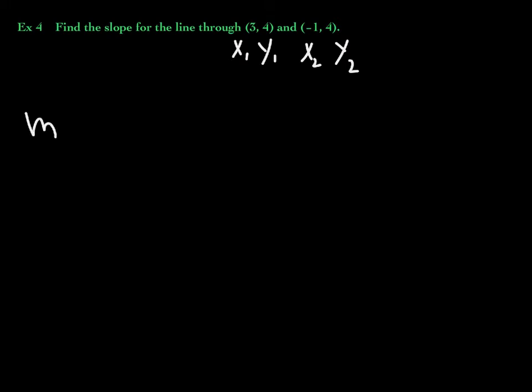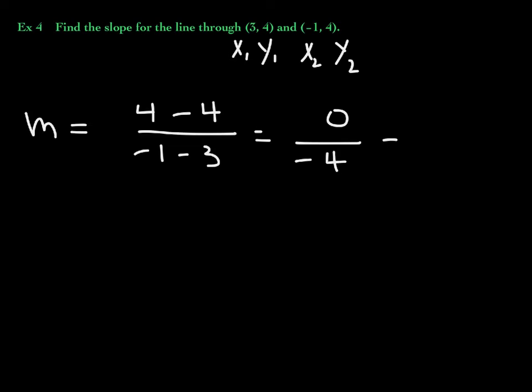So then the slope formula will give me 4 minus 4 over negative 1 minus 3. 4 minus 4 is 0, and then this denominator is negative 4. 0 divided by negative 4 is just 0. So then the slope of this line is 0.